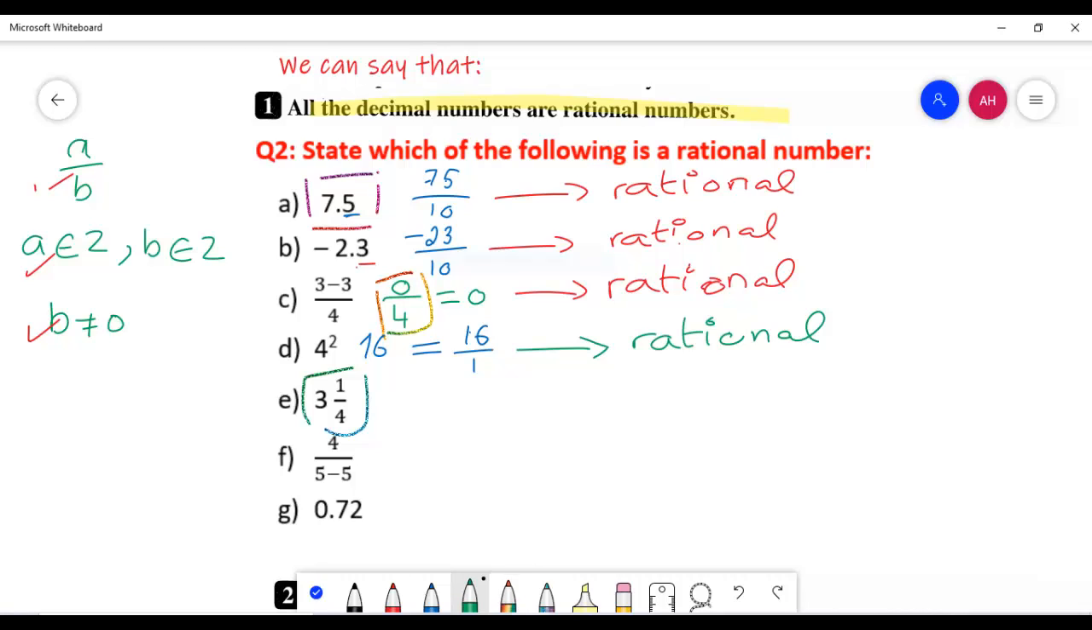We simply keep our denominator as it is. Multiply the denominator by the whole number. So 3 times 4 is 12. And then I am going to add to it the 1. So it is 13. 13 over 4 is in the form of a over b. My numerator 13 belongs to integers, and my denominator 4 belongs to integers as well. And my denominator is not equal to 0. So yes, 13 over 4 is a rational number.